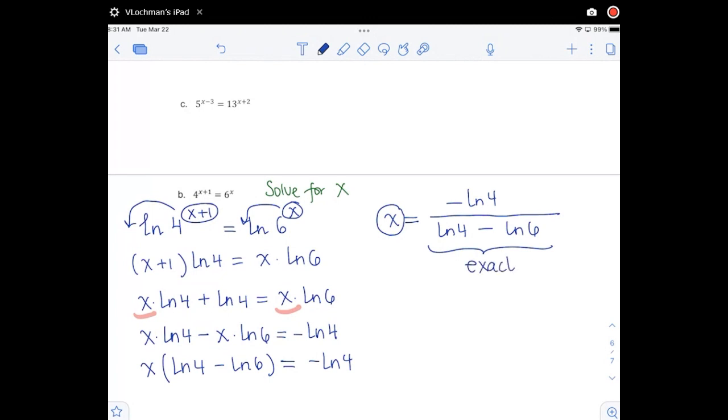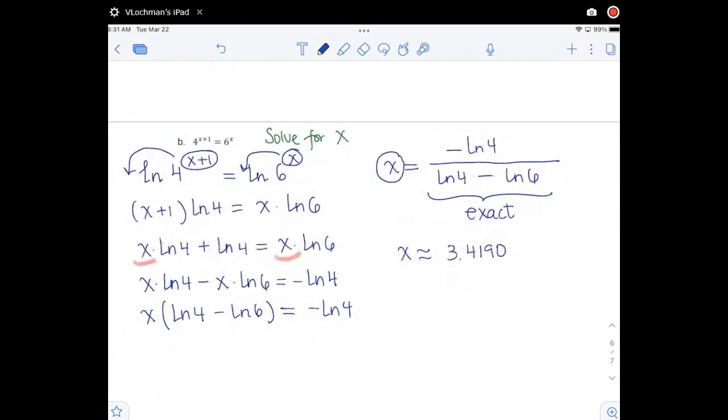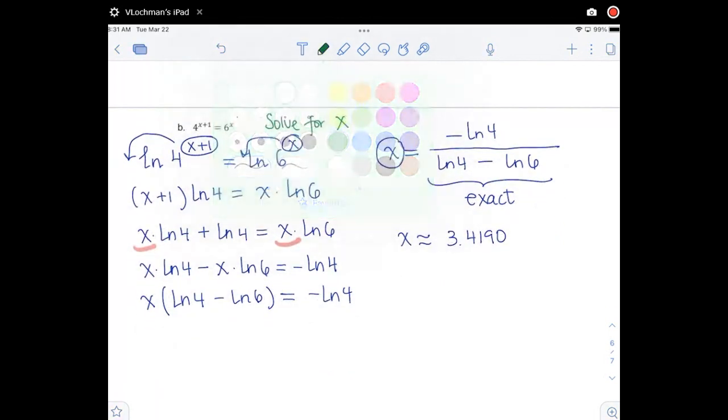Now of course we're going to use approximation. We would like to see what that number is. So using your calculator, you would say x is equal to approximately 3.4190. Okay, and we can always check this.